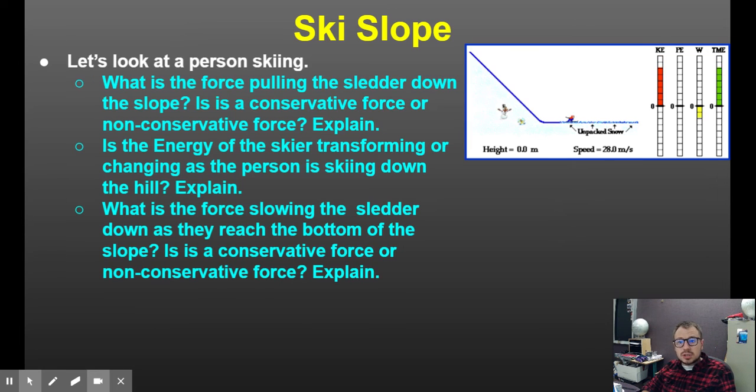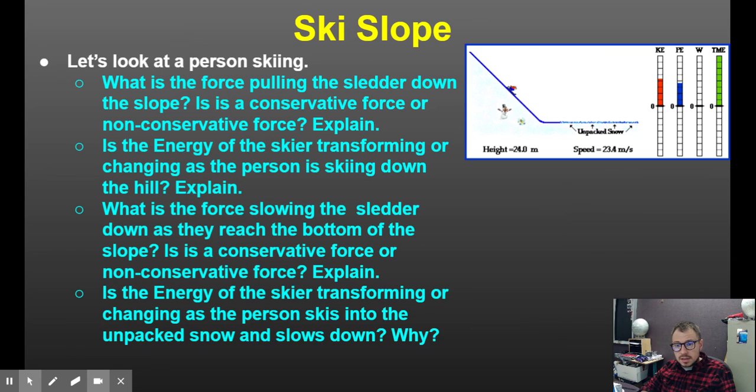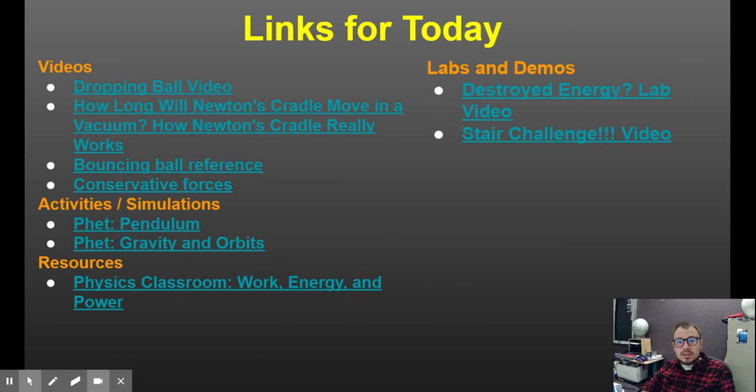Now the force that's slowing the skier down will be the frictional force. That's going to be non-conservative because notice what happens as that skier hits that unpacked snow. It's changing that mechanical energy. The mechanical energy is lowering. All right, good. That is going to be the lessons for the day.